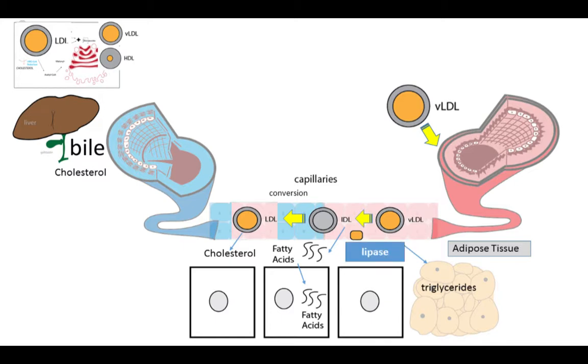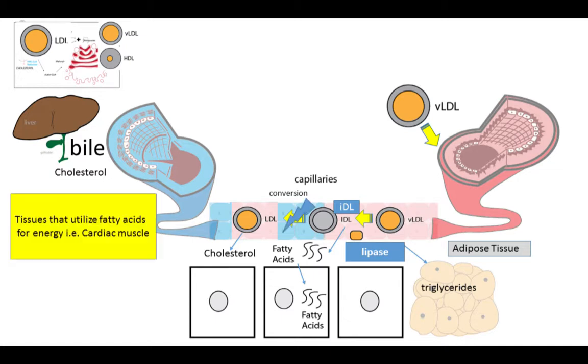VLDL will come across lipase that will liberate the packaged components to tissue for their use. VLDL will stay in the bloodstream and become IDL, which is intermediate density lipoprotein, which is basically empty. IDL then can be converted to LDL to transport cholesterol to other tissues. Now, LDL has the highest cholesterol to protein ratio, more than any other lipoprotein. When we talk about coronary artery disease, the LDL lipoprotein is the number one target, and now we can see why.